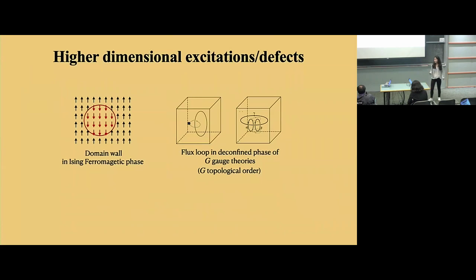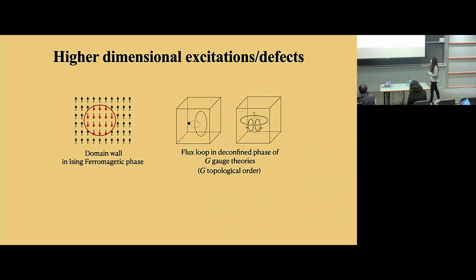So let's begin with some familiar higher dimensional excitations and defects. The first one is the Ising ferromagnetic state, and obviously everyone knows that the most non-trivial characteristic object in it is the domain wall, where you use a two-dimensional operator to create this kind of one-dimensional defect, starting from the symmetry breaking ground state.